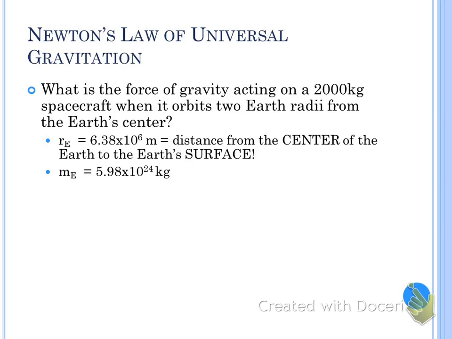And then m sub e is the mass of the Earth. These two values can both go on your equation sheet. I'll always give you those two values, but they're ones that are used often. So you can write those on your equation sheet if you want. Okay, 6.38 times 10 to the 6 meters for radius and 5.98 times 10 to the 24th kilograms for the mass.